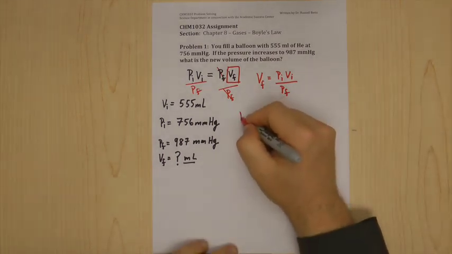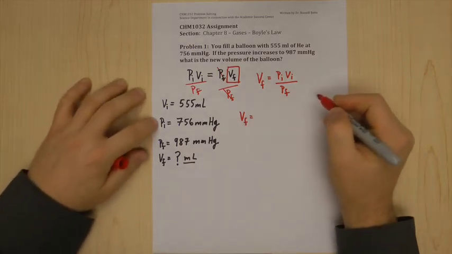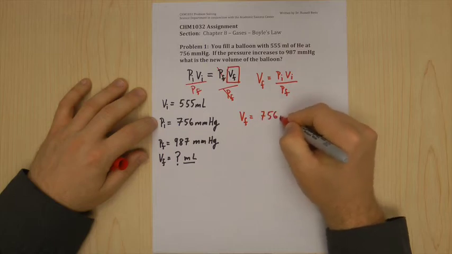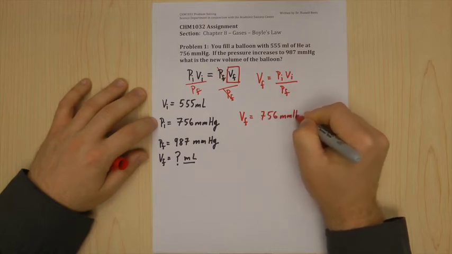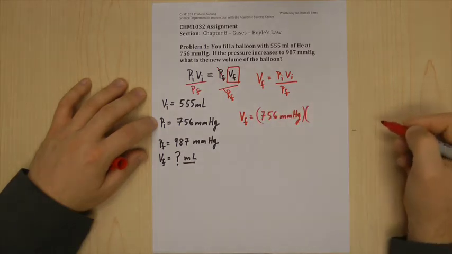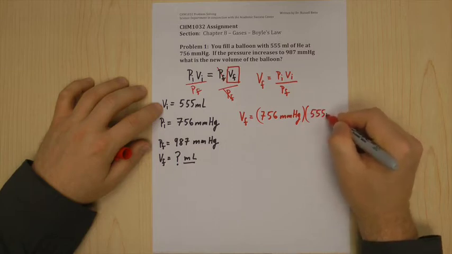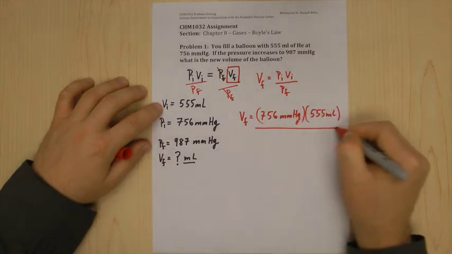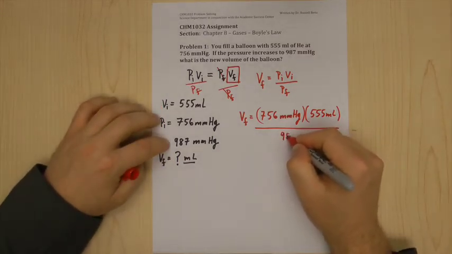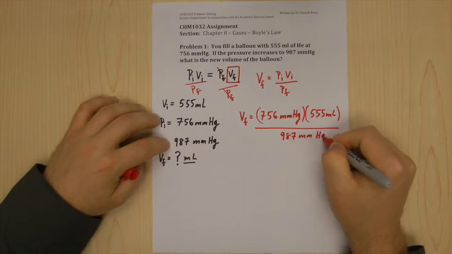All right? So VF equals, let's plug some numbers in. PI, 756 millimeters of mercury, multiplied by VI, 555 milliliters. All that now is divided by PF, which is 987 millimeters Hg, like that.